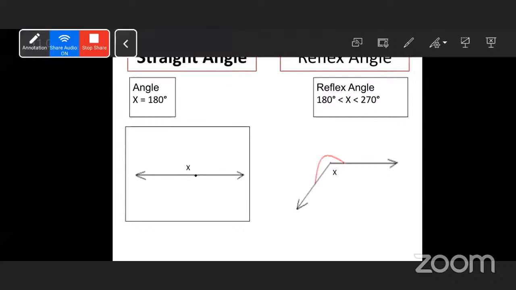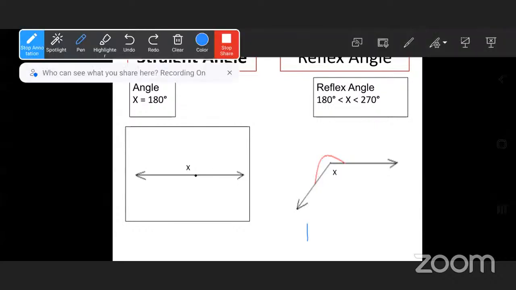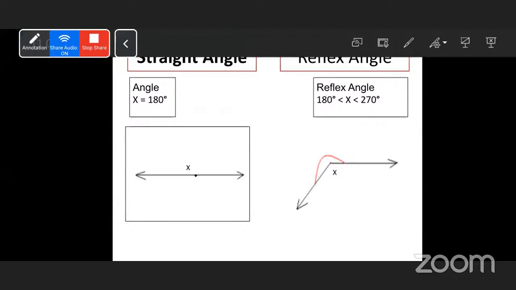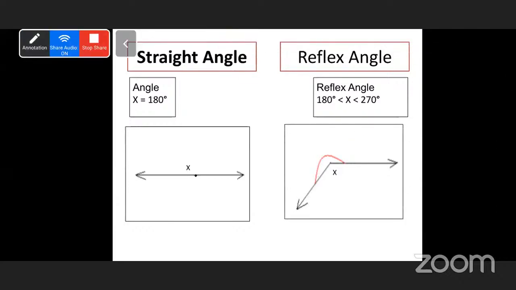Okay, so reflex angle, the measure is greater than 180 degree, but less than 360 degree. Okay. So we have done with two types of angle. One is straight angle, another is reflex angle. Okay. Now we'll move to the last two angles.